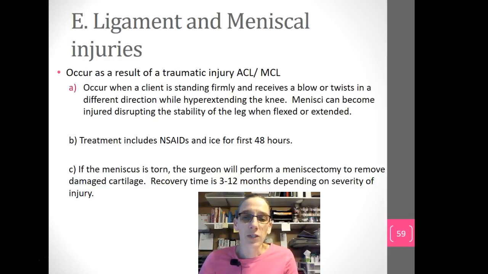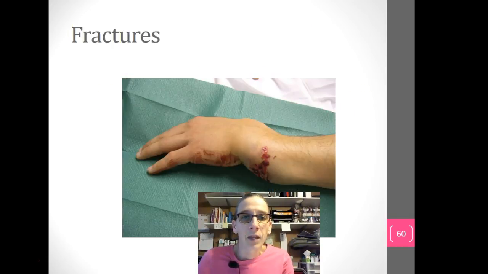You have to have gradual introduction into activity to prevent any type of further injury, and you'll often see them out wearing these big huge knee braces after surgery if they do come back to their sport, to try to limit any type of further damage. All right, now we're going to move on to fractures.